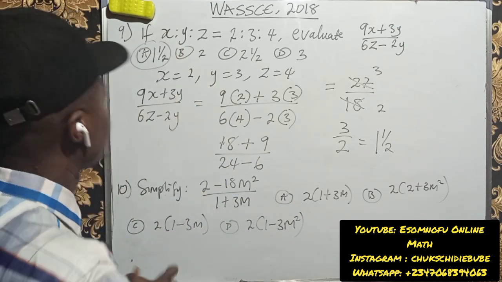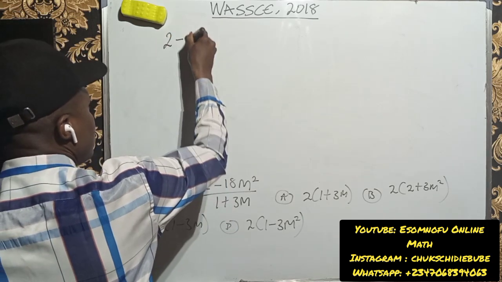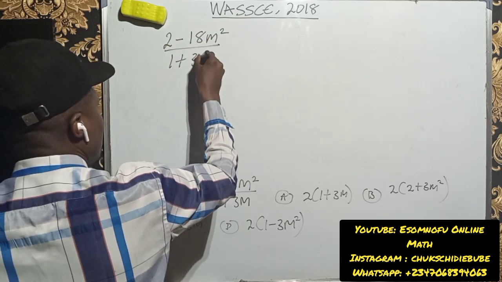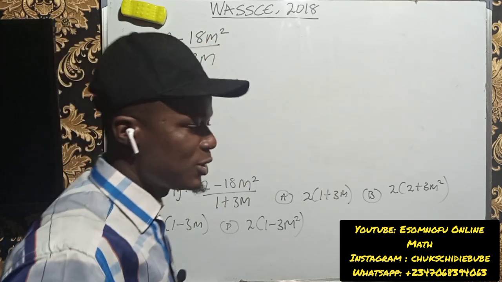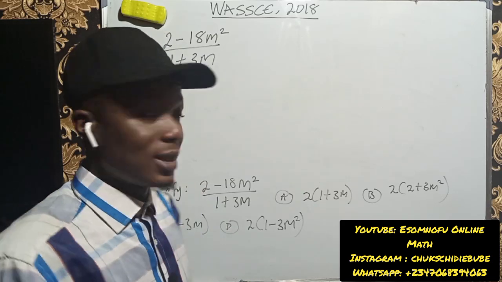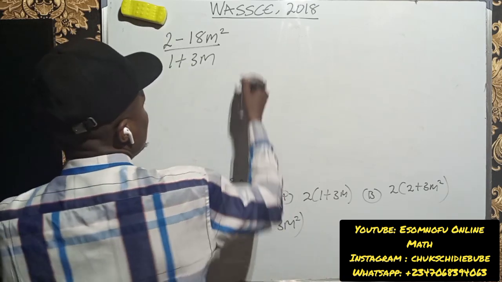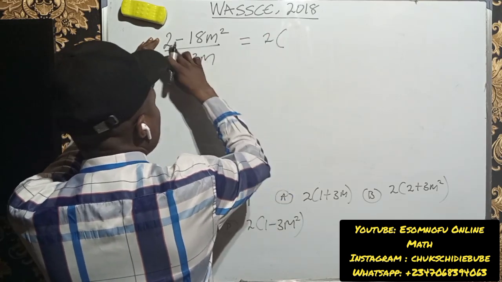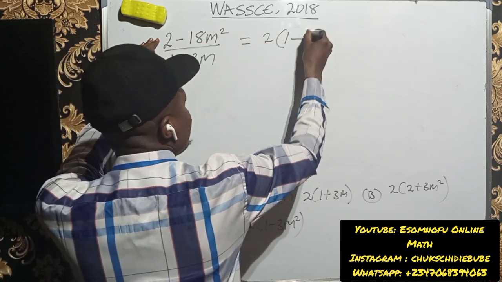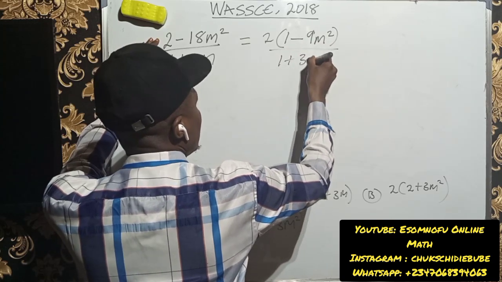Let's take the next question. So in question number 10, we are asked to simplify 2 minus 18m squared all over 1 plus 3m. To factorize this, you must look for a common term or expression in both the numerator and the denominator that can cancel out. Looking at the numerator, 2 is common, so I can factor out 2. When I factor out 2, I'll have 2 divided by 2 is 1, minus 18m squared divided by 2 will give me 9m squared, all over 1 plus 3m.